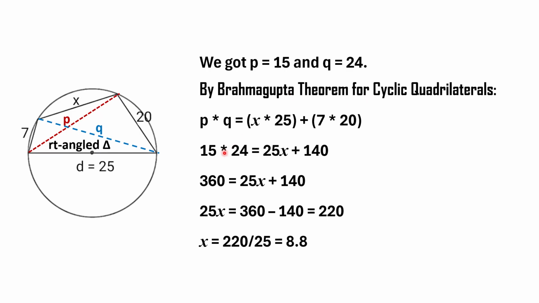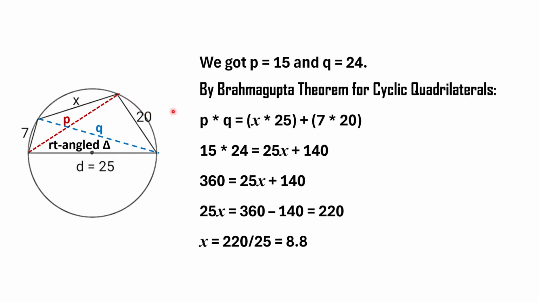So P is 15, Q is 24, the product is 360. And x into 25, that is 25x, and 7 into 20, 140. So 25x will be equal to 220, x will be equal to 220 by 25, which is 8.8. So the length x is equal to 8.8 units.